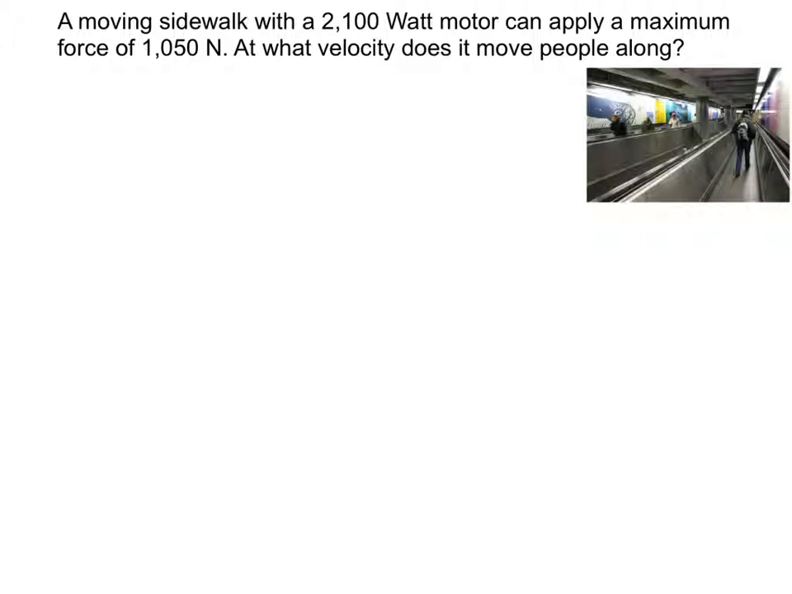So here I've got a moving sidewalk with a known power for the motor, a 2,100 watt motor. And I can't remember if I told you the units for power in the previous slide. I think I didn't, which is my mistake. The unit for power is the watt, okay? It will be abbreviated capital W. That's the unit for power. So the unit for power is watts.